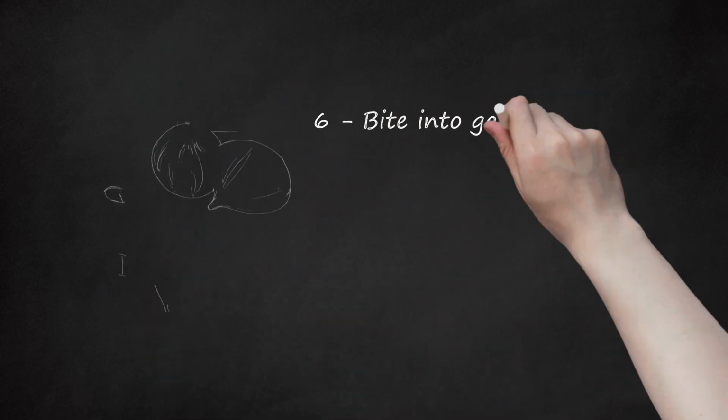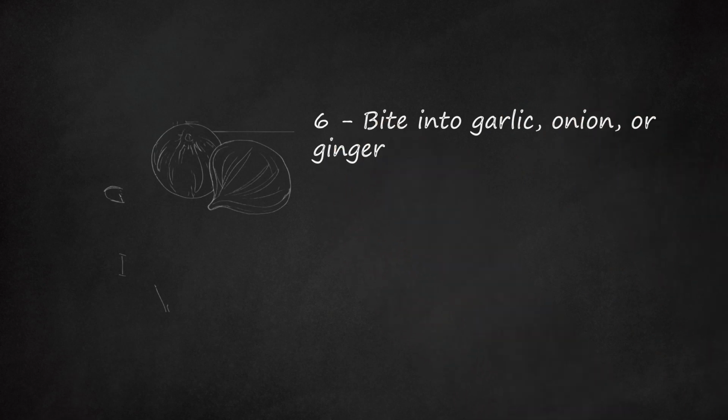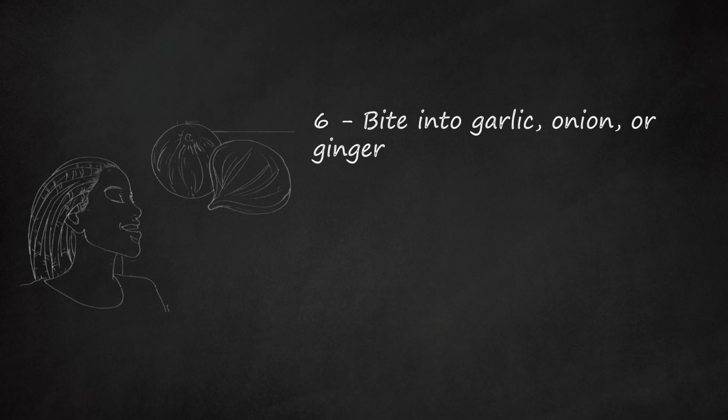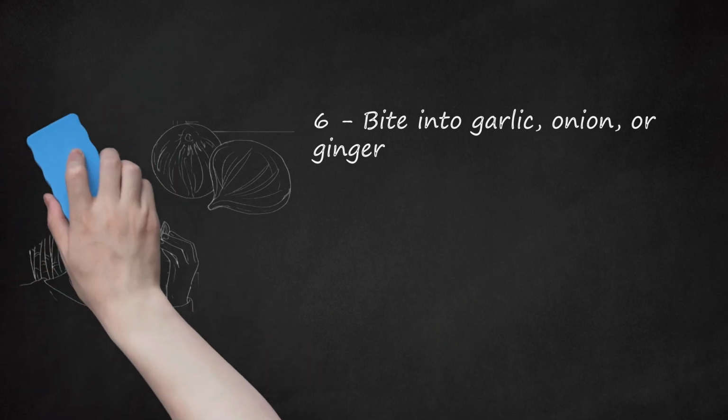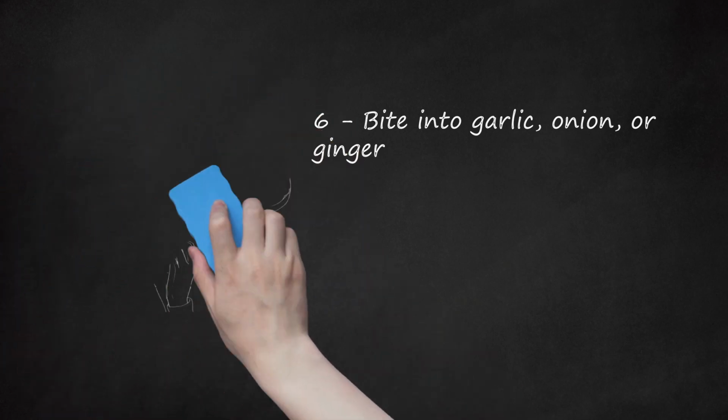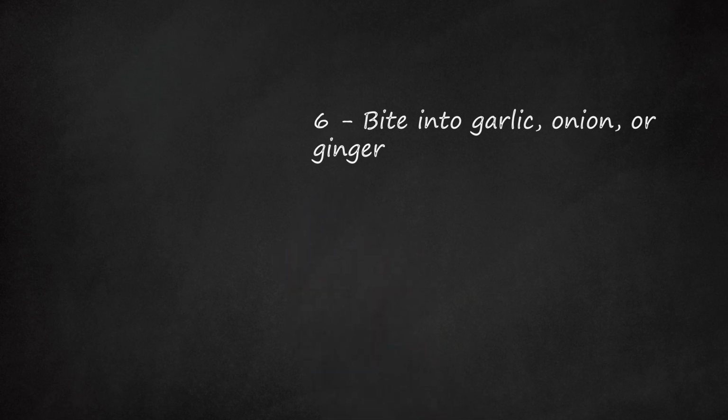6. Bite into garlic, onion, or ginger. Garlic, onion, and ginger are known for their antimicrobial properties, which can help with cavity pain. Place a small piece of garlic, onion, or ginger in your mouth, directly over your painful tooth or gum area. Slowly bite down on the sliver, which will release the juice inside. This will relieve the pain by numbing the gums.